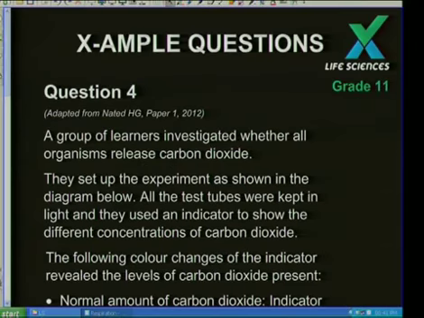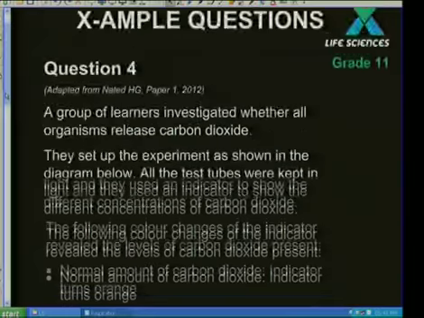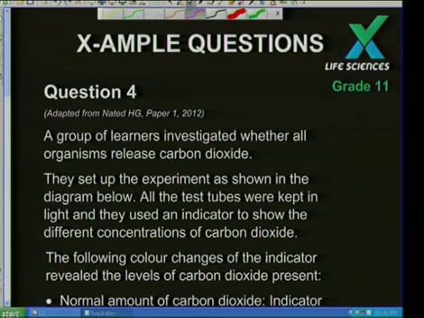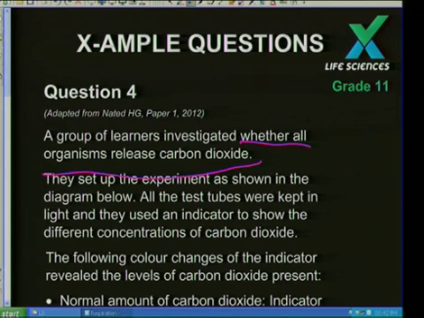Good. So that was an investigative question. We move on to another investigative question. A lot of reading here. And now I want to show you the technique when you get such long questions like this. First of all, they're saying, and watch my pen and watch what I do with my pen. A group of learners investigated whether all organisms release carbon dioxide. So we already got the gist of something. We're going to talk about that just now.